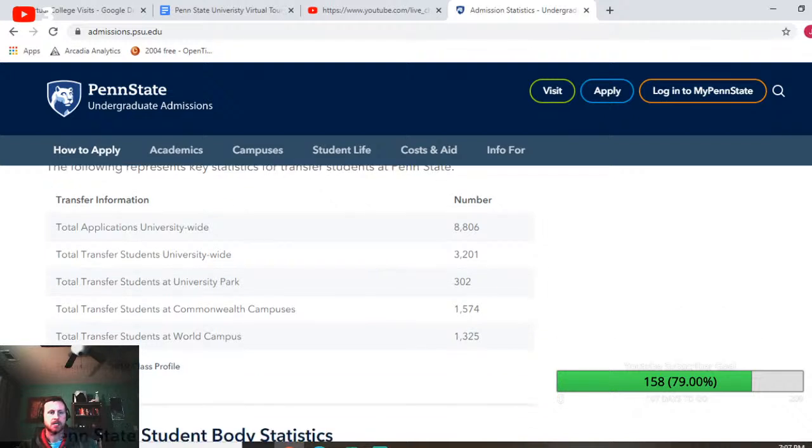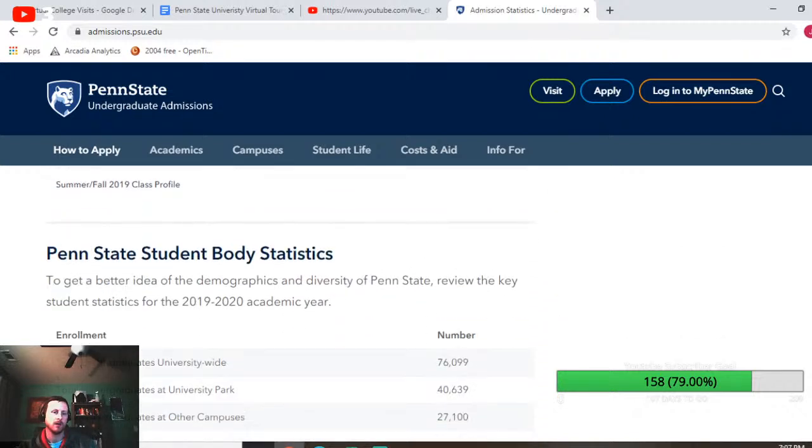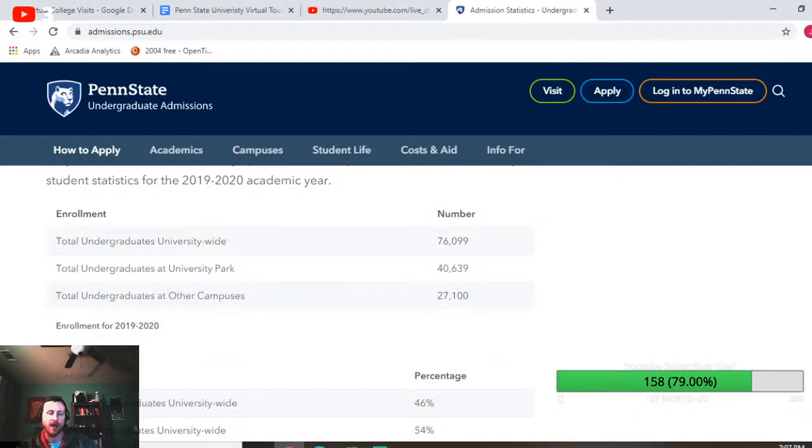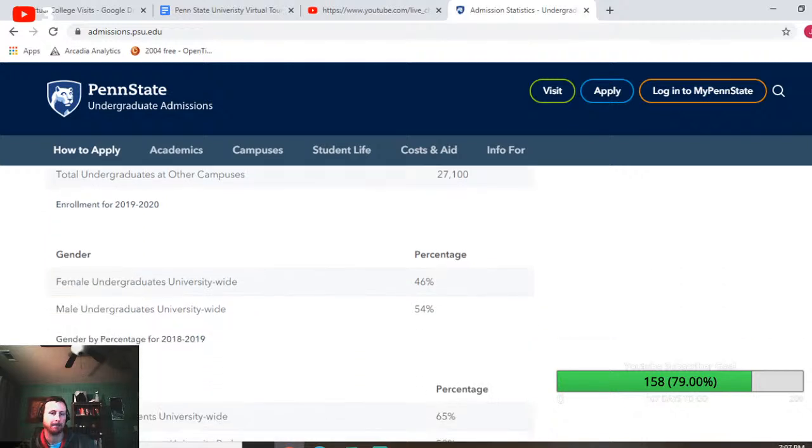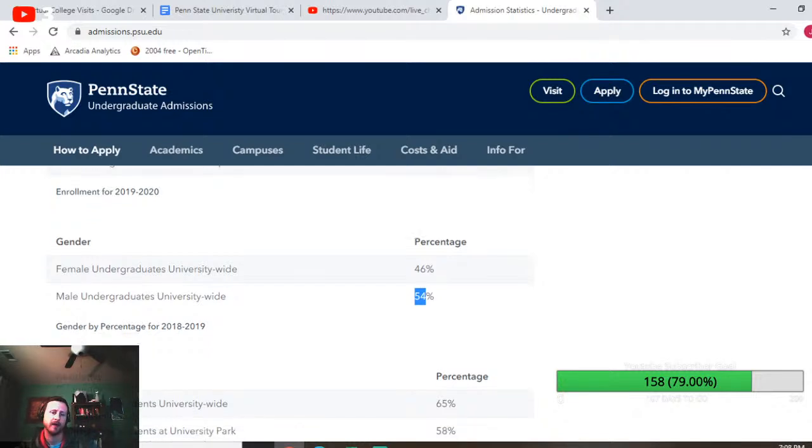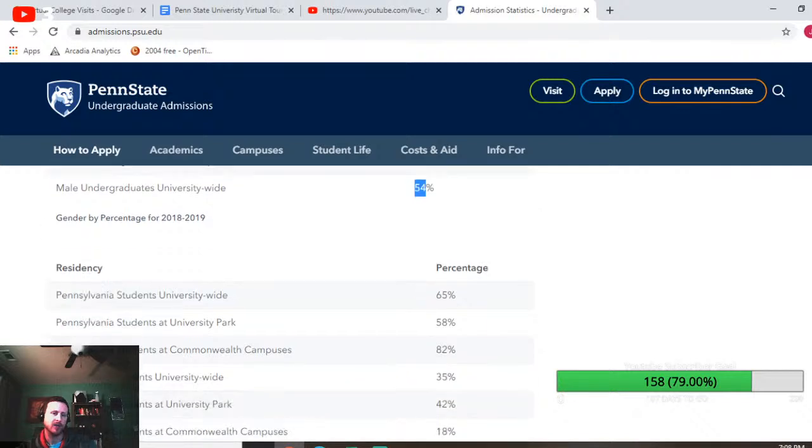So let's see. Student body statistics. Wow, this is huge, 76,000. I thought UGA was big. Interesting. 54% are male versus 46% female. Normally in college, there are way more females than males. So that's kind of an interesting flip there that I don't think you would normally see.